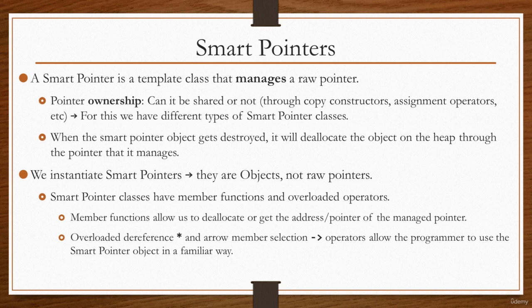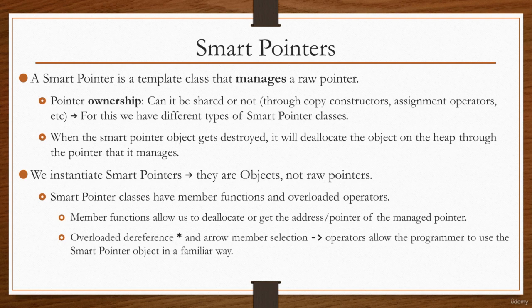And of course, since the smart pointer object owns, or in other words manages, the pointer, when that smart pointer object gets destroyed, it will deallocate the object on the heap through the pointer that it manages. So I want to emphasize here that smart pointers are objects, alright, they are instantiated, they are not raw pointers. Because it can get confusing, smart pointer classes have member functions and overloaded operators. For example, we have member functions that allow us to deallocate or get the address or pointer of the managed heap object. Then we also have the overloaded dereference and arrow member selection operators, which allow the programmer to use the smart pointer object in a familiar way, as with raw pointers.